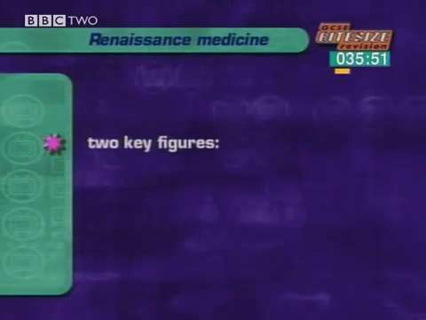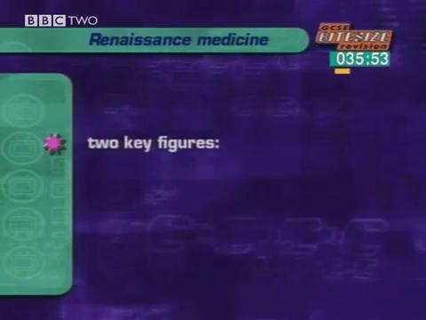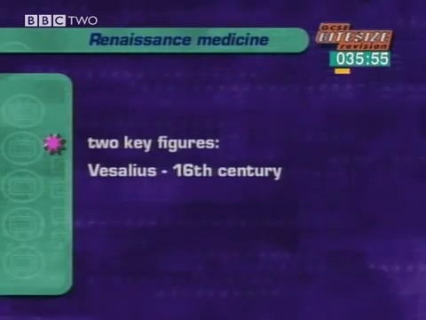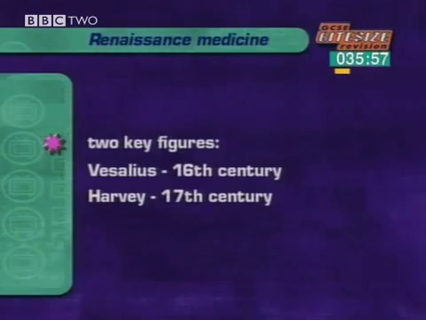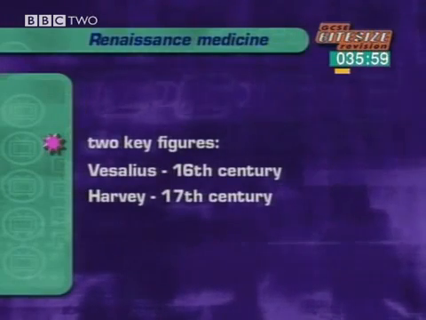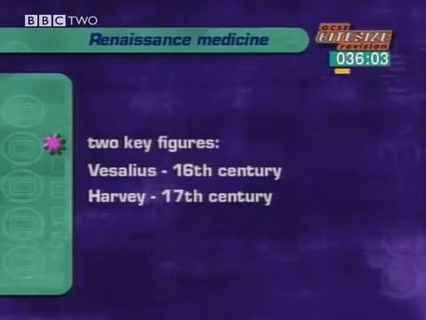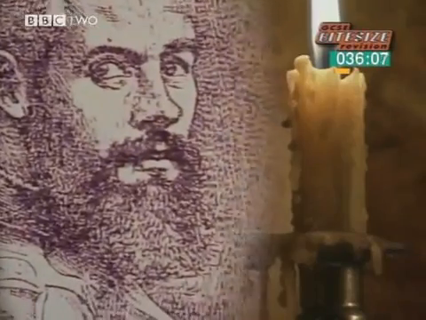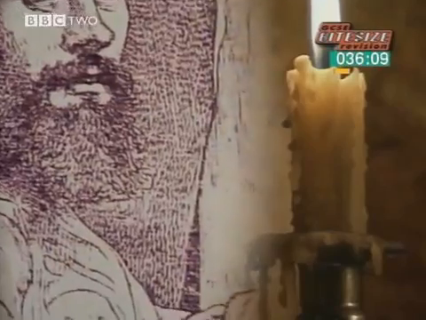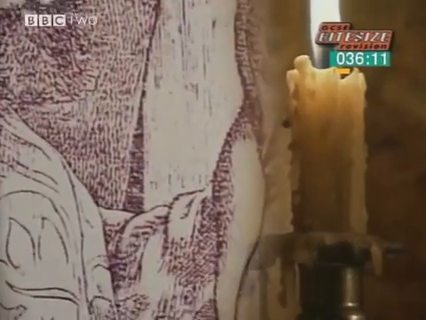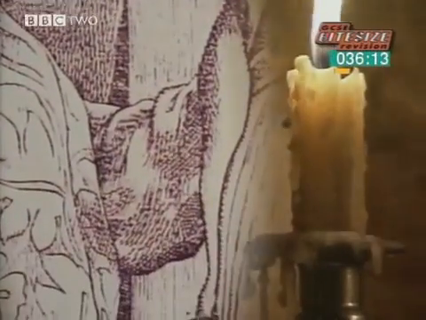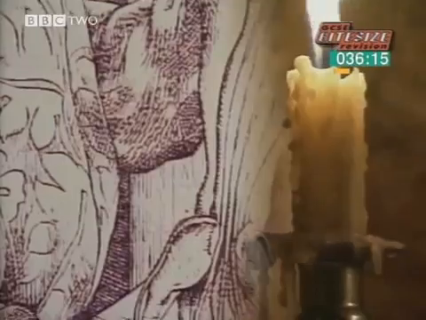Two key figures helped reinterpret classical views of medicine: Vesalius in the 16th century and William Harvey in the 17th century. While you watch the next clip, make notes on the contribution these two men made to medical history. Vesalius was born in 1514 in Belgium. His father was an apothecary. His grandfather was a doctor.